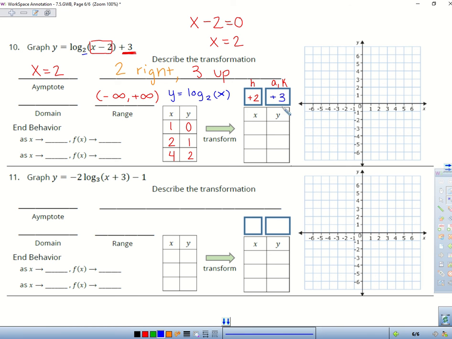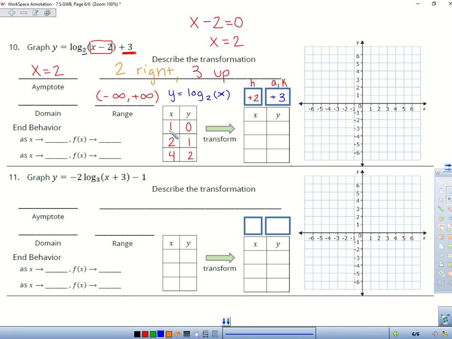Now say you had an a, we will do an example with an a. You know I always do every type of example. You would take the a, multiply your y by the a, and then add or subtract your k. The way I tell you to remember that is a comes before k in the alphabet, so you apply that transformation first. So let's go ahead and try it.